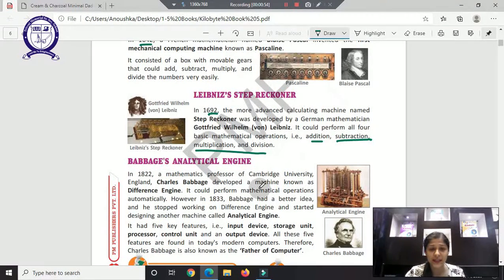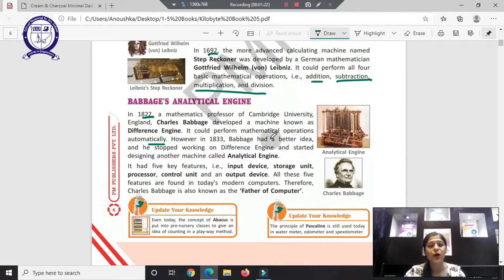Then we have Babbage's Analytical Engine. In 1822, a mathematics professor of Cambridge University, England, developed a machine known as the difference engine, which could perform mathematical operations automatically. However, in 1833, nearly 11 years later, he had a better idea and stopped working on the difference engine and started designing another machine called the Analytical Engine. It had 5 key features. This machine is special because it has an input device, storage unit, processor, control unit and output device. All these things are found in our modern computer.